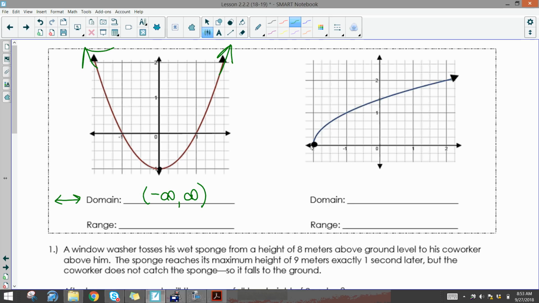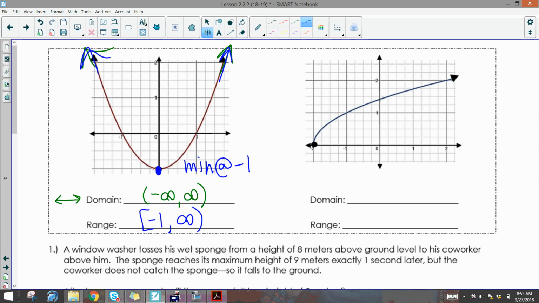But range with quadratics will always be where you run into something that has some sort of restriction. In this case, we have a minimum. So if we were writing it like the last couple of days, that would be a min at -1. That means my smallest y value is -1, and then obviously these arrows go up. So I'm going to go from -1 to infinity.